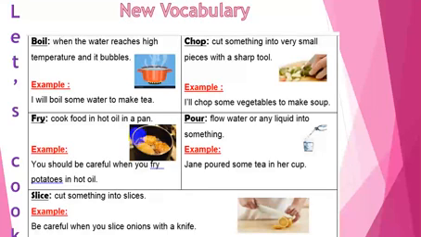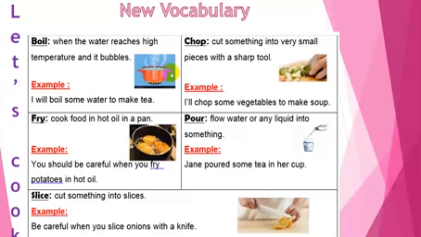We have here the word boil. Boil is when the water reaches high temperature and it bubbles. You know, those bubbles when the water is very hot. For example, I will boil some water to make tea. We need to boil water to make tea, right? See, the water is boiling, right?